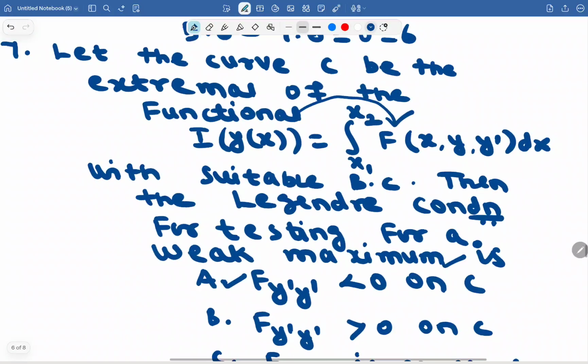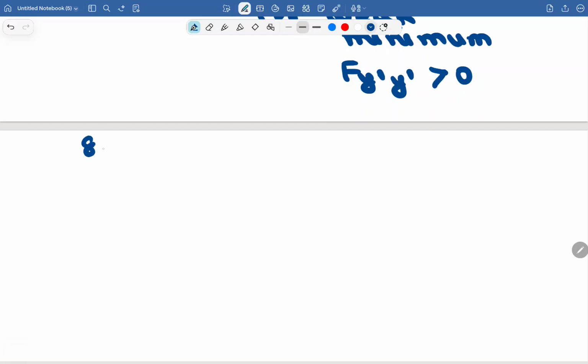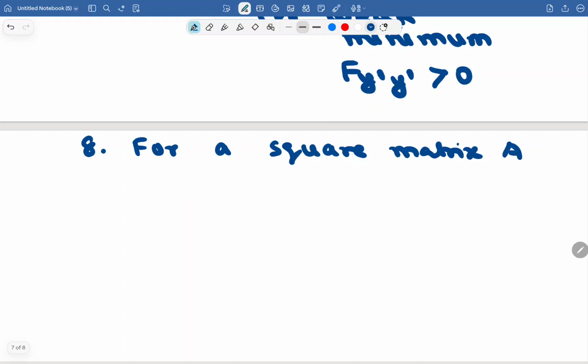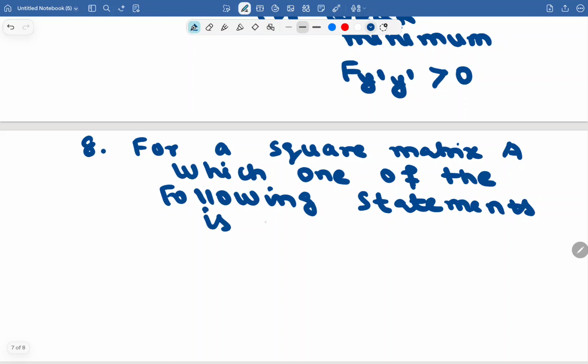Problem number 8. For a square matrix A, which one of the following statements is not true?